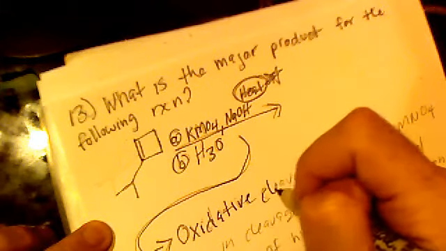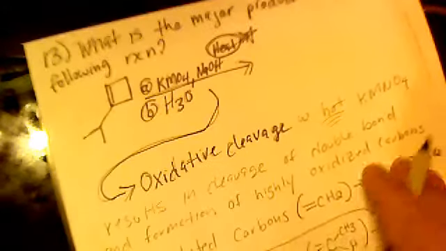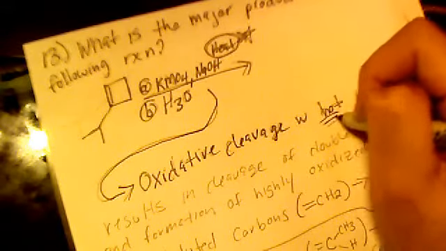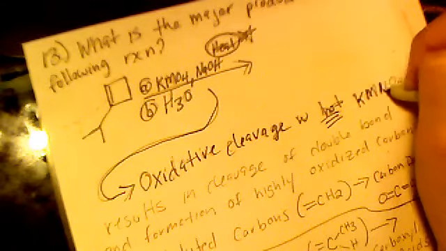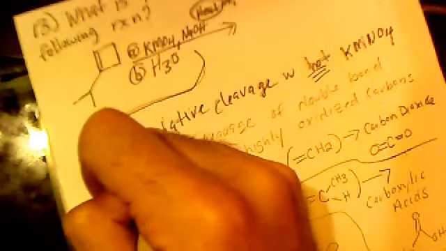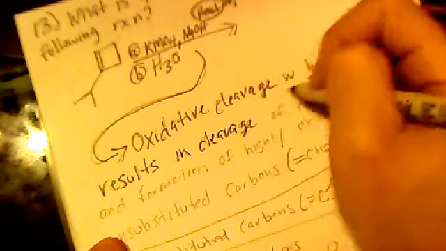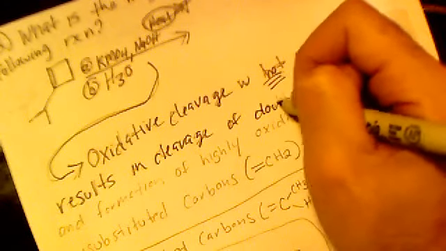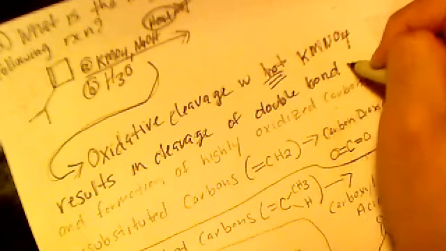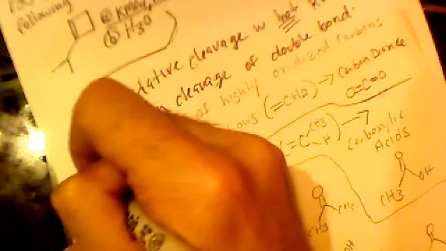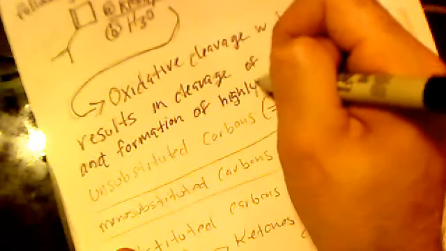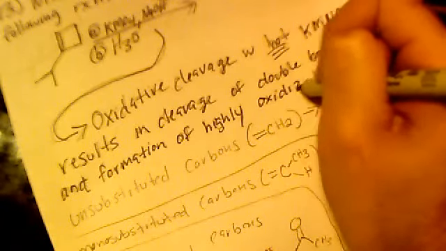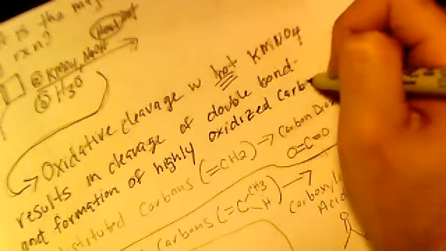So what we need to know is that oxidative cleavage with hot potassium permanganate results in cleavage of double bonds and formation of highly oxidized carbons.